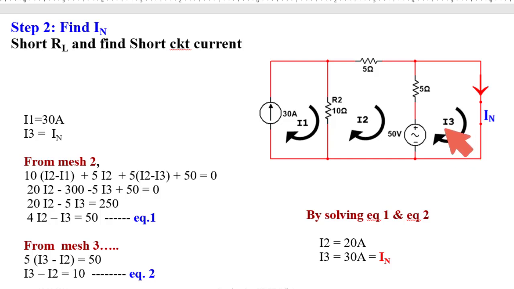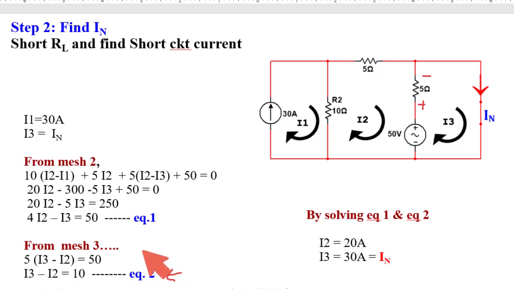Now from mesh 3, I3 current is flowing in upward direction and I2 is flowing in downward direction. So considering the current which is flowing, I3 minus I2, this is in upward direction. So voltage drop across this 5 ohm is equal to 5 into I3 minus I2. So in this loop, loop number 3, the potential drop, this is positive, this is negative, and here this is negative, this is positive. If we consider this is positive, this will be negative. So this minus this is equal to 0. This 50 volt will be equal to 5 into I3 minus I2. From this we got this equation.